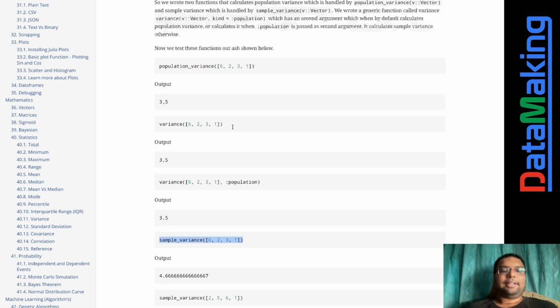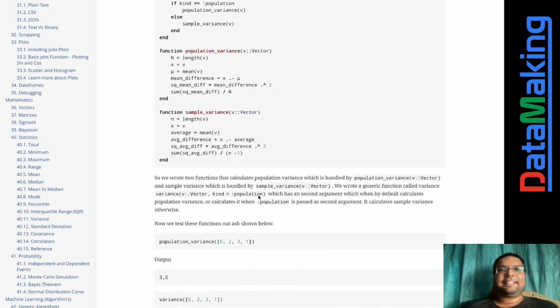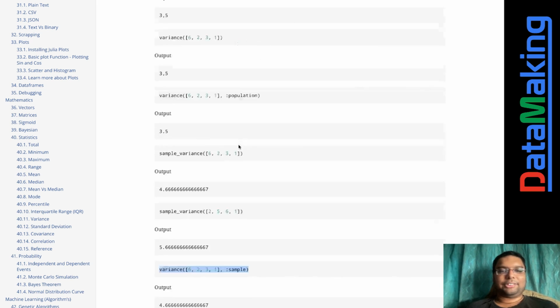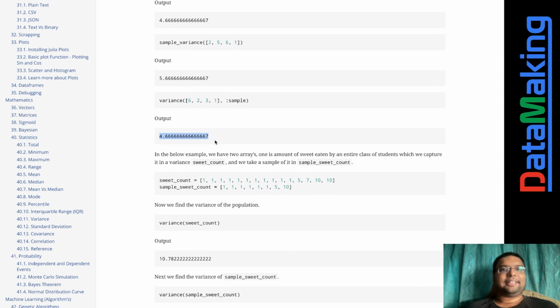Now in this variance, we are passing this thing called sample. If you pass anything other than population, it is going to give sample variance. So we are just passing it sample and we are just getting sample. So there will be some kind of difference.